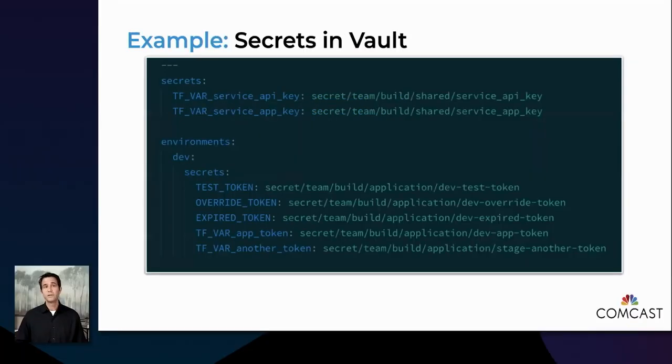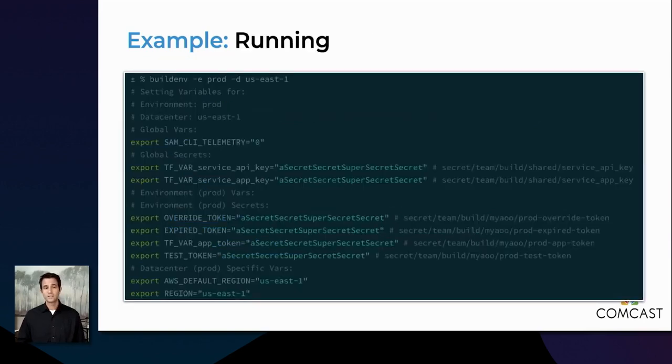In addition to that, buildenv has support to read secrets directly out of Vault. It follows the same pattern where you define global and then environment and even data center specific files. What we tend to do as a team is that all of our projects have one variables YAML file that contains the full set of environment variables required to run the project. When you run it, it's actually quite simple. You run buildenv, you select your environment, and optionally you select the data center. What it spits out are the exports to set all those environment variables for you.